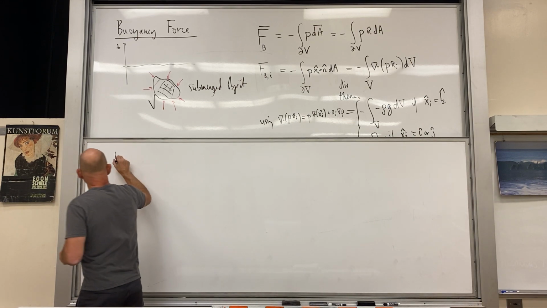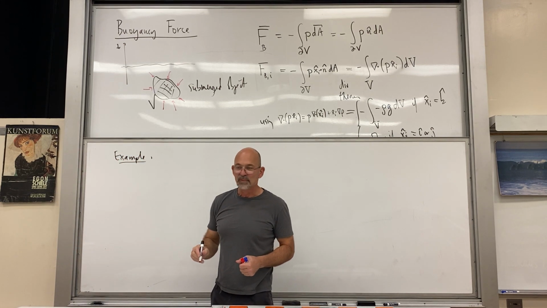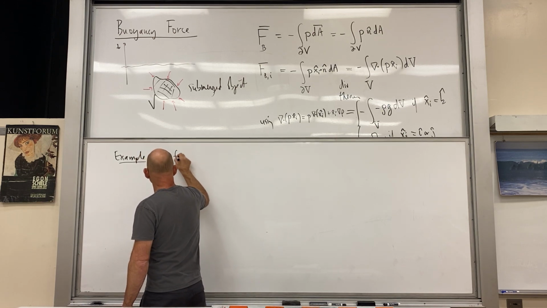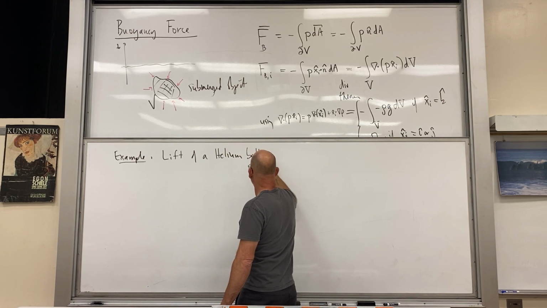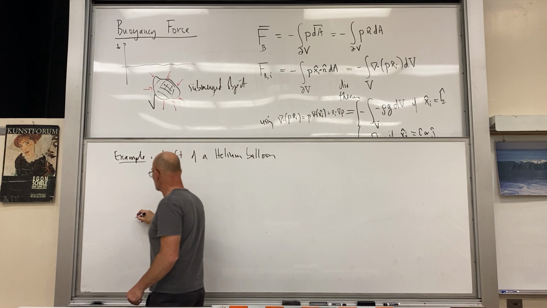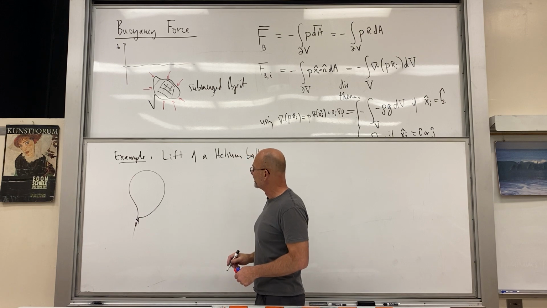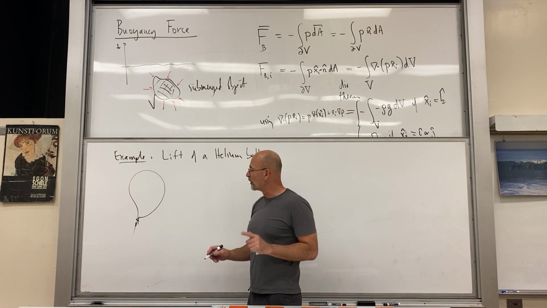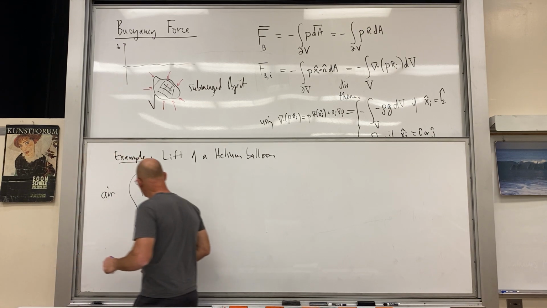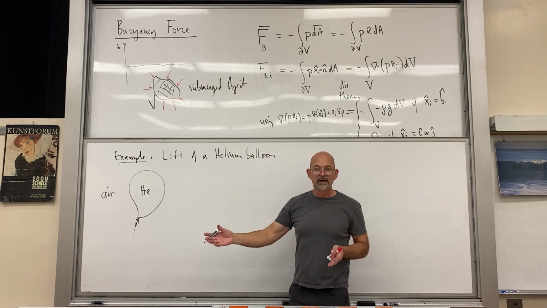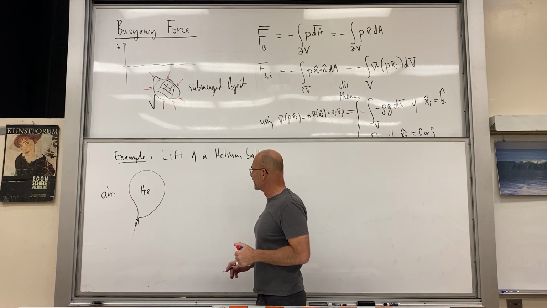The other example is just lift of a helium balloon. That's also a buoyancy problem. Helium balloon. So we've got the balloon here. We've got a string on it or something. And once again, it's going to be the buoyancy force, but we have helium inside and air outside. So air is the fluid within which the helium balloon is floating, so to speak.